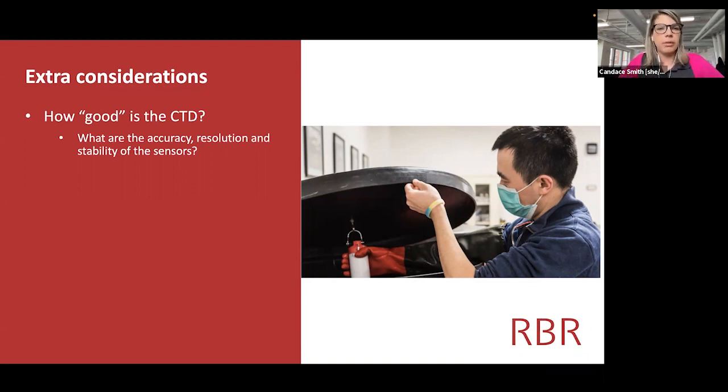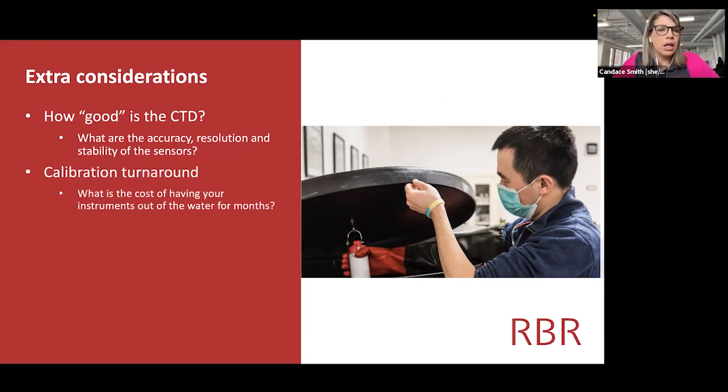And I'm going to get into that a little bit more, but you could tick a lot of the boxes, like the fast sampling, and that might be fine. Or, for example, you have a CTD that will last for your whole 5-year mooring campaign. But, depending on the stability or the drift of the sensors, what is that data going to look like in 5 years? Calibration turnaround is a big one we hear a lot about.